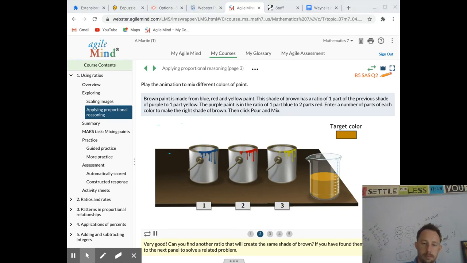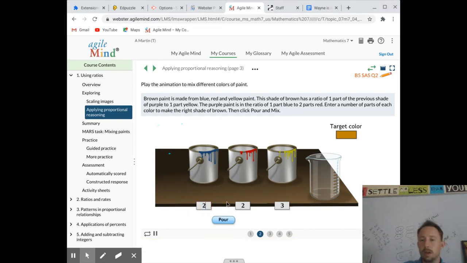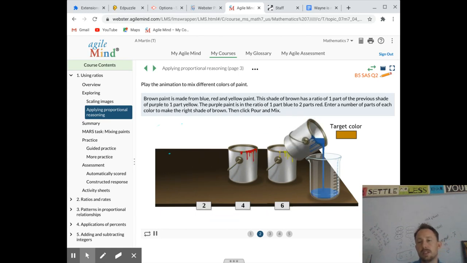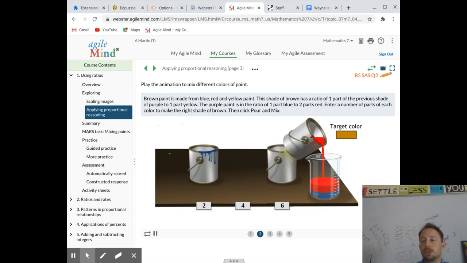2, 4, and 6. All right. How'd you come up with that so fast? I doubled them. I doubled each one of them. All right. So basically, you created a scale factor, right? And so he's saying that he did 2 times 1 and got 2. 2 times 2 is 4. And 3 times 2 is what? It is 6. All right. So let's pour this and let's see if we get that target color to be exactly the same as our mixture.